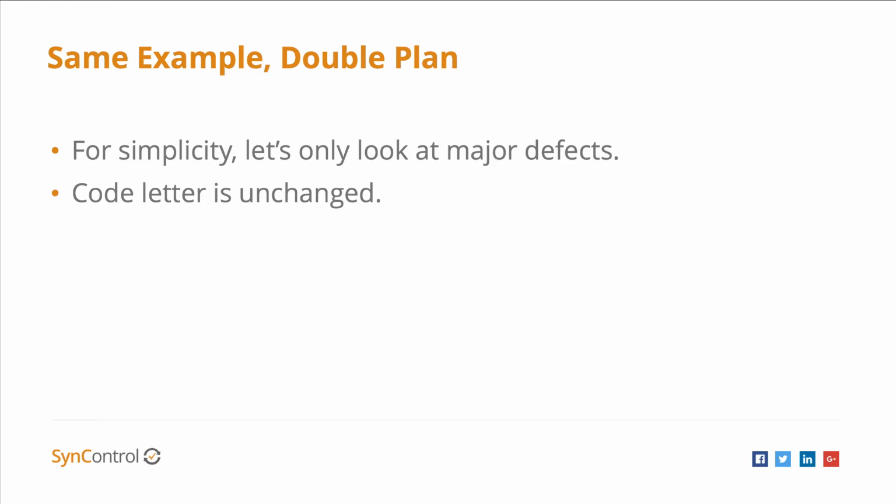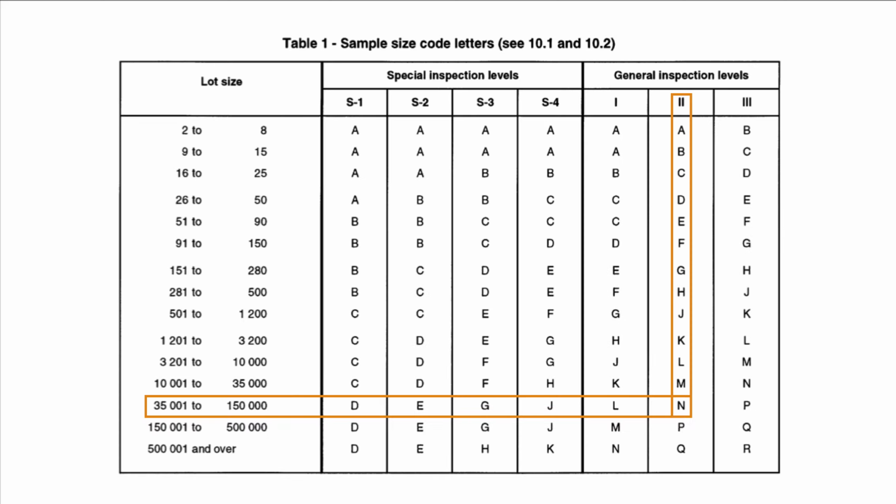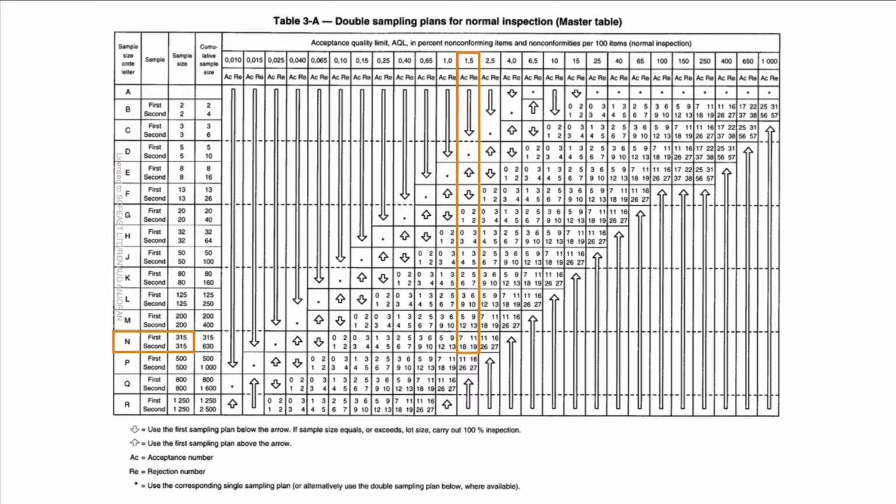Okay, let's take an example. For simplicity, let's just say there are major defects only, which some buyers sometimes prefer to do, and with the same code letter as before. So we are still here with the N. This is unchanged. And then for double sampling plans, we're still in normal inspection. This is the way it works. So your AQL is 1.5 for major defects.